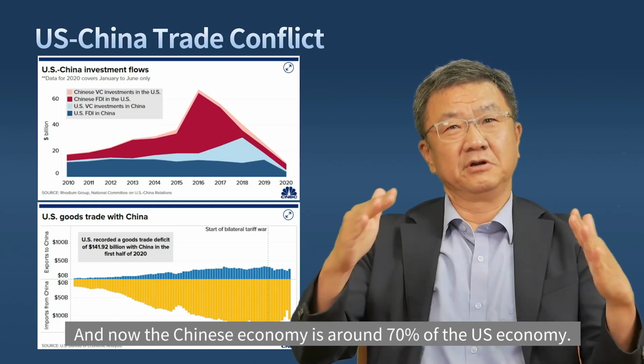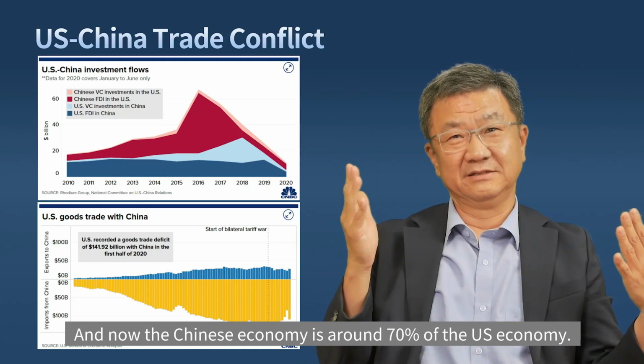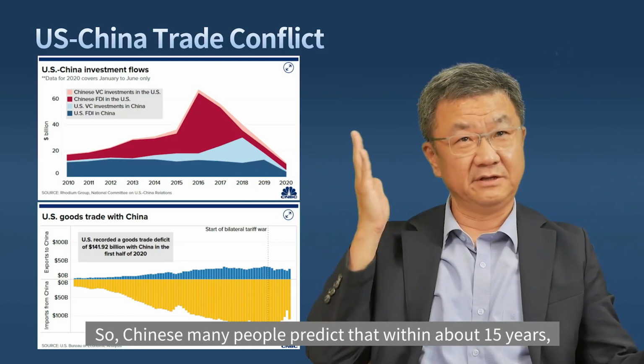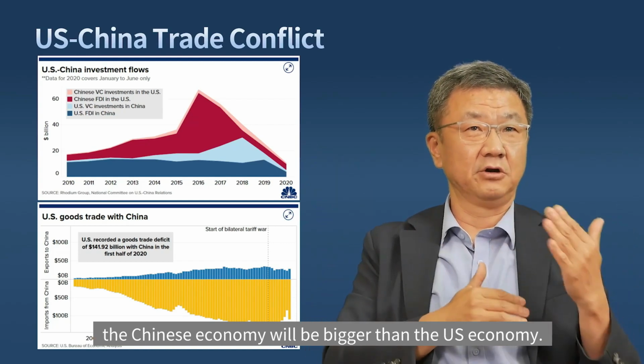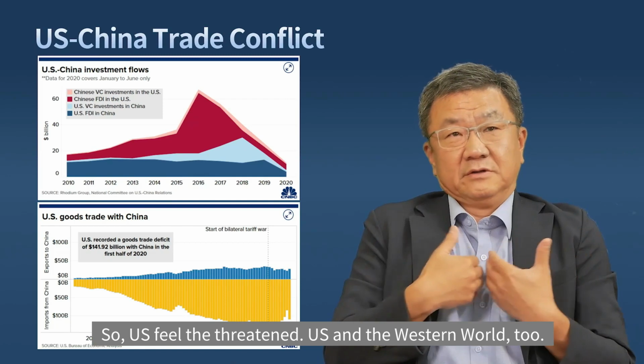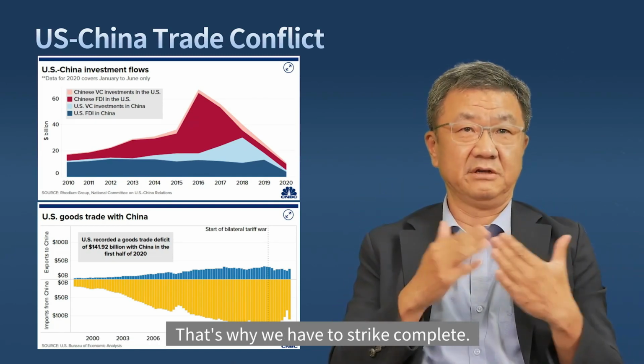And now the Chinese economy is around 70% of the US economy. Many people predict that within about 15 years, the Chinese economy will be bigger than the US economy. So the US feels threatened, right? The US and the Western world feel threatened. That's why we have this trade conflict.